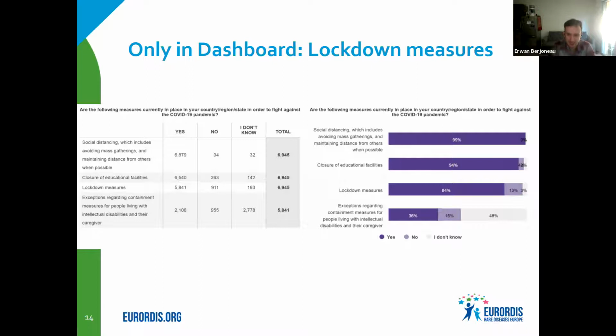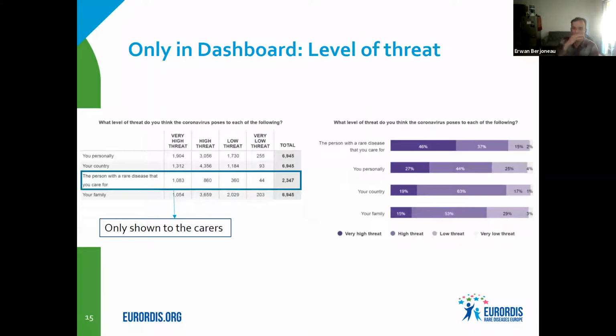And then the possible answers were closure of educational facilities, lockdown measures, etc. So every time it's like that for each closed question. So we had a question on level of threat. That was, what level of threat do you think the coronavirus poses to each of the following?